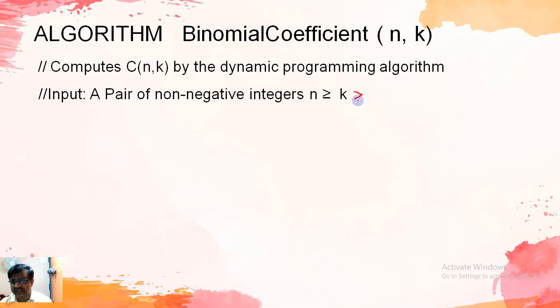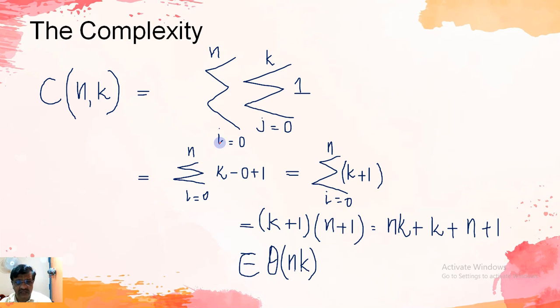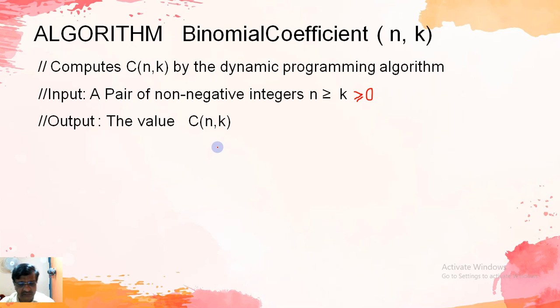Of course this is missing: greater than or equal to 0. Okay, that should be mentioned. Anyway, output the value of C(n, k), which is an integer, a positive integer. Now we will write the algorithm literally.